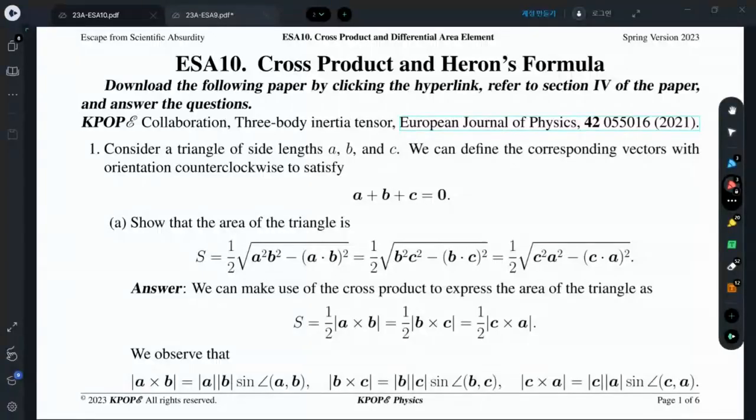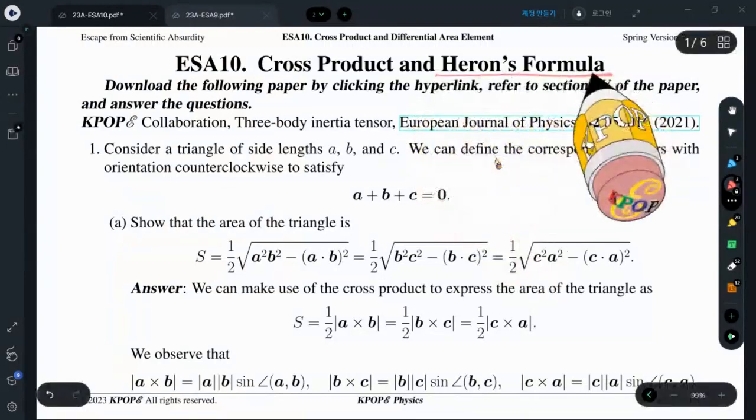Hey, we study cross product and Heron's formula. When I was a high school student, I learned in high school the Heron's formula for the area of a triangle. But at that time, when I learned it, I didn't learn any vector.